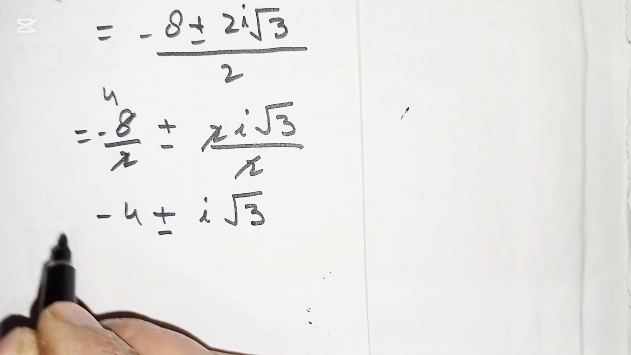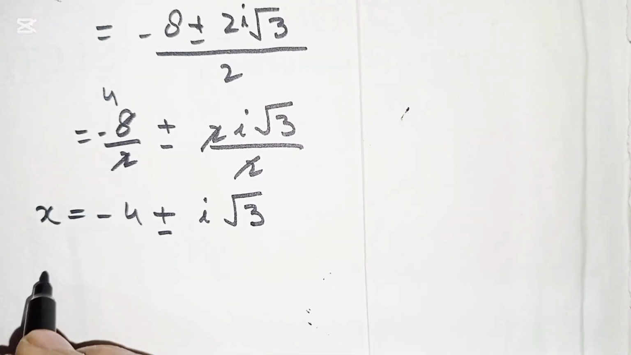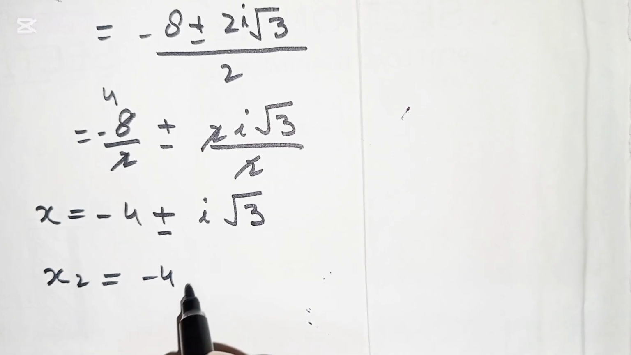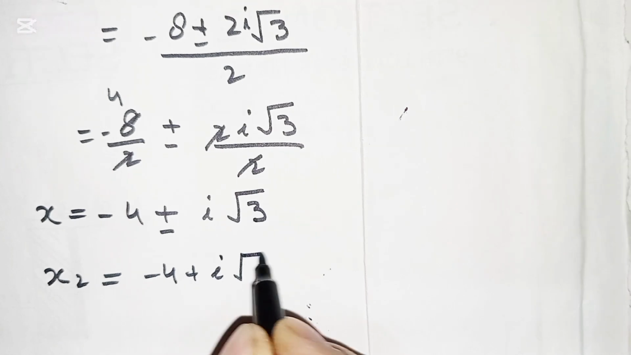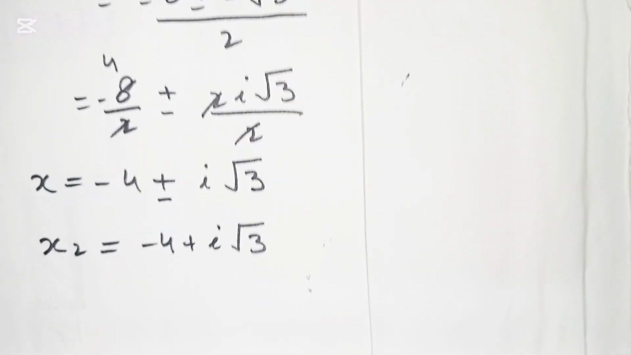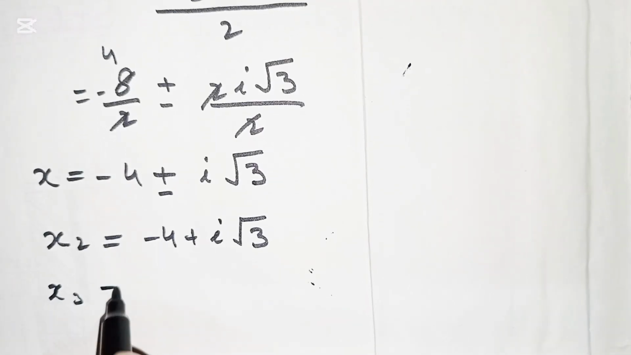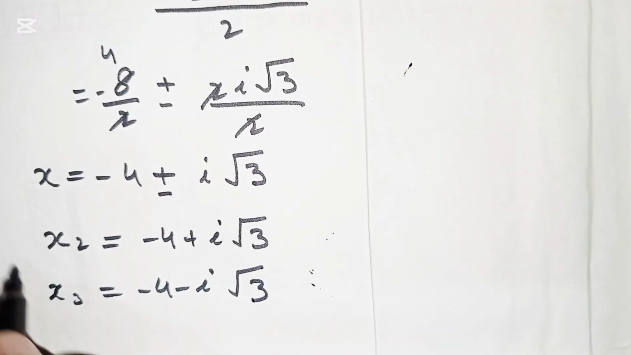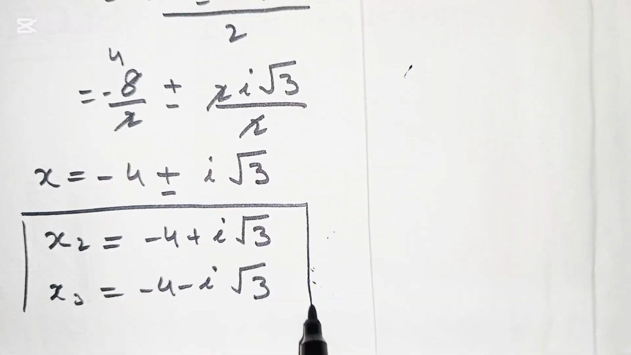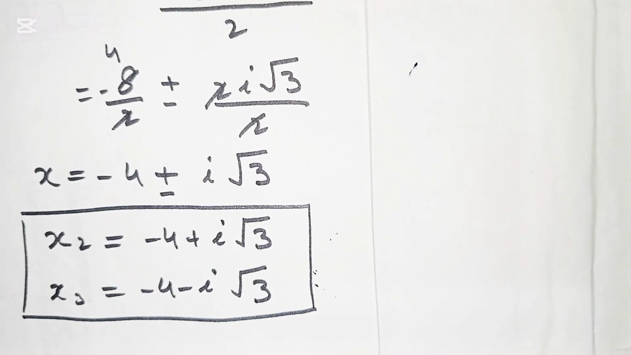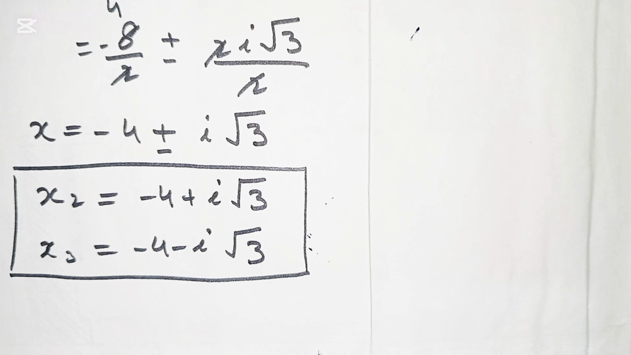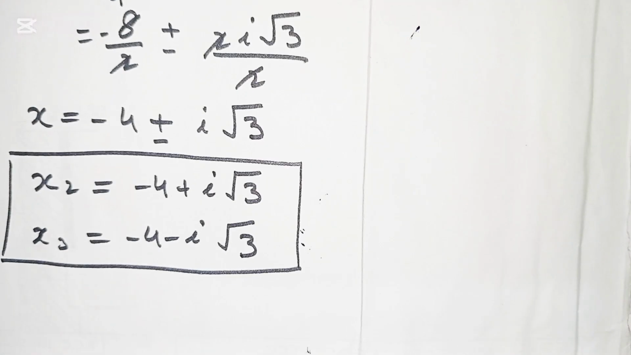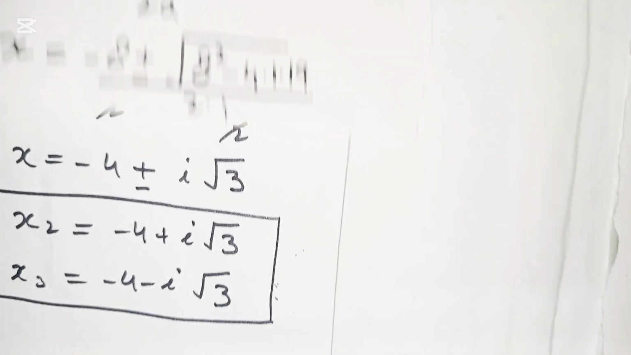And here it is the second value of x is minus 4 plus i square root 3, and the third value of x is minus 4 minus i square root 3, and here it is the second and third value of x. And here the third values of x is first case, and now here we can solve the second case.